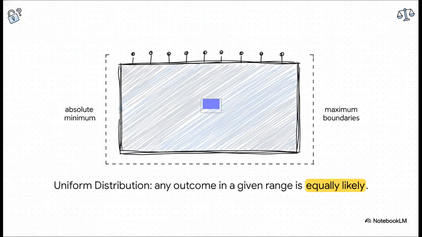And what about when you're really uncertain? For that, you use the uniform distribution. This flat shape just means that any outcome between your minimum and maximum points is equally likely. You use this when you know the boundaries, but you have absolutely no idea what's most likely to happen in between them.